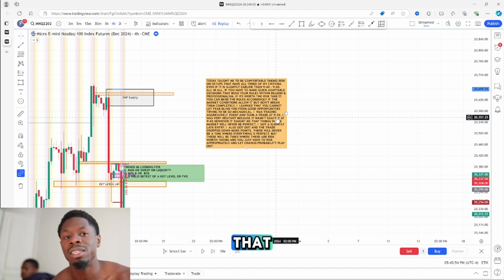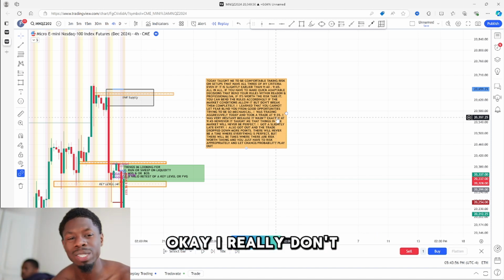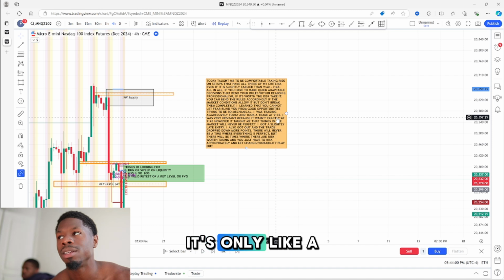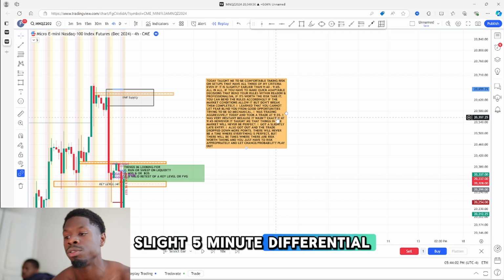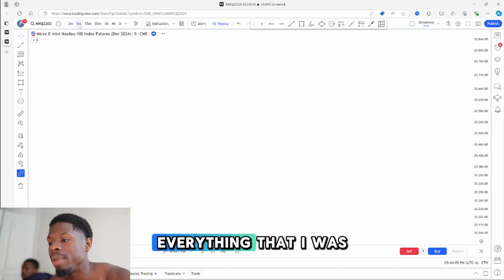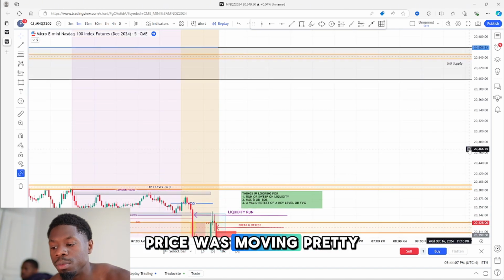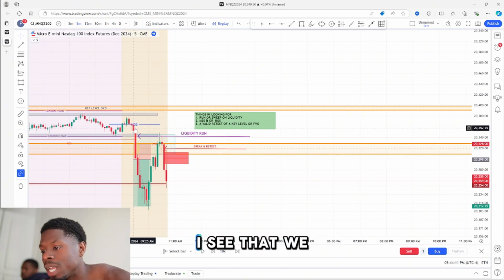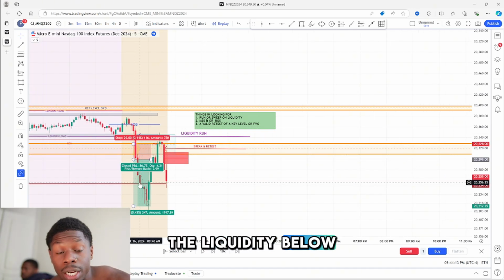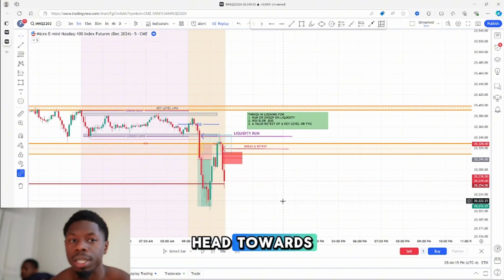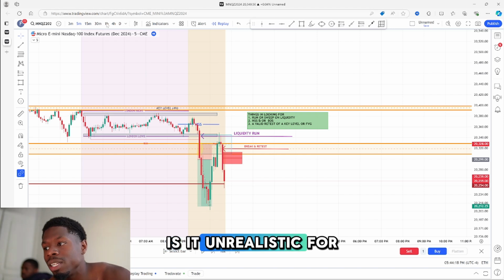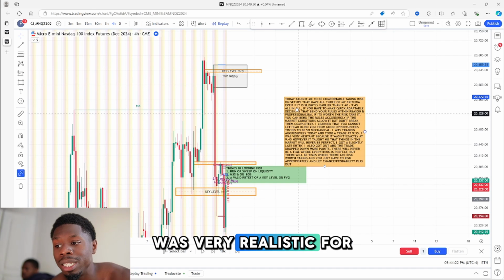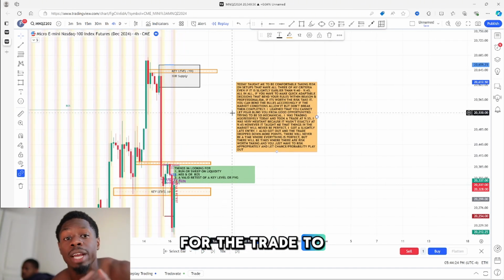So I just learned that, okay, I really don't take trades until 9:40, 9:45. It's 9:35 right now. It's only a slight 5-minute differential, and price already gave me everything that I was looking for. Price was moving pretty aggressively. I see that we got the break and retest off the fair value gap. I see that we got the shift. I see that we got the liquidity below for the market to head towards. So you ask yourself, is it unrealistic for this trade to work out in my favor? It was not. It was very realistic for the trade to work out in my favor.